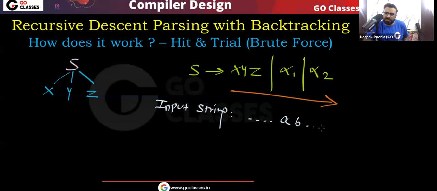Okay, let's assume the input looks like this, and at the end there is a dollar, yes or no. This dollar is a special symbol that indicates the end of the input string. Let's assume this is the current symbol on the input string, which means we are here. Now you can see we have applied this production; we are trying this production.